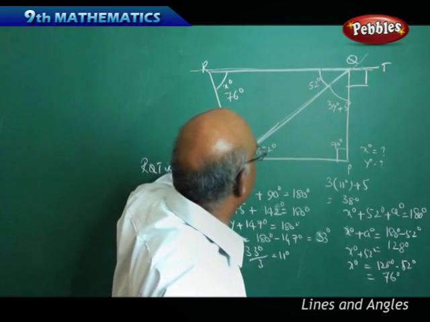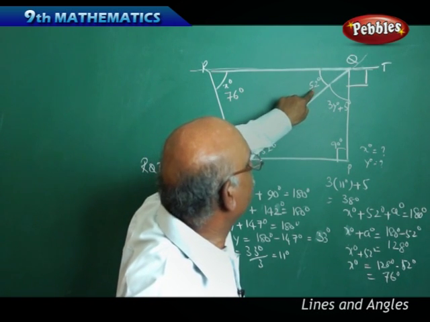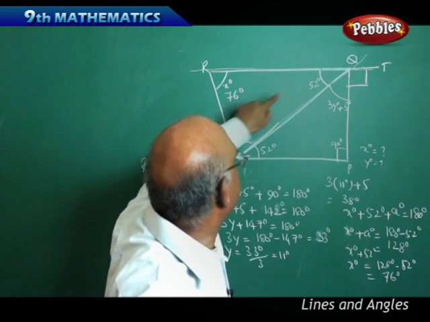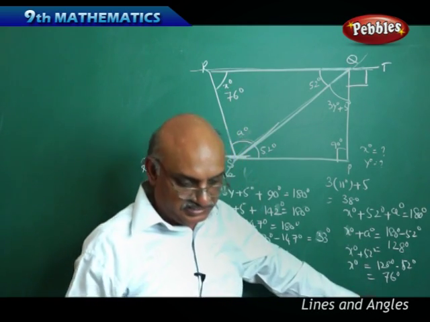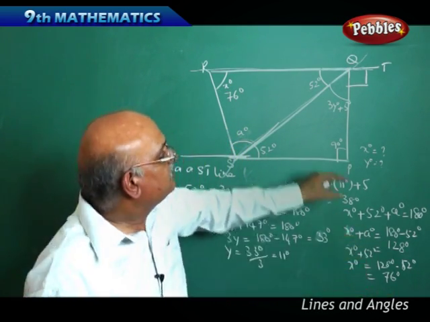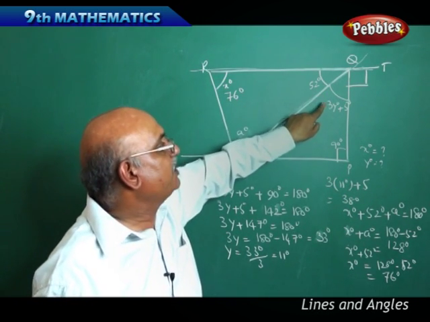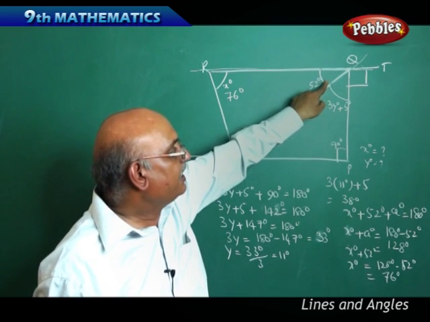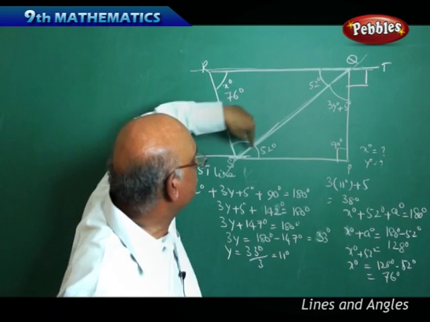This is 52 degrees plus 52 degrees, 52 plus 52 is 104. 104 plus 76 is equal to 180 degrees. Naturally, x is equal to 76 degrees. This is the logic behind this. Therefore, we are applying the property of the transversal: the angles on the same side are equal. Therefore, we have taken this as well as this one.